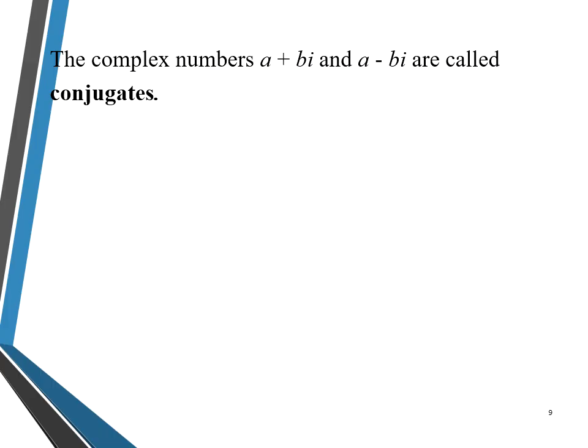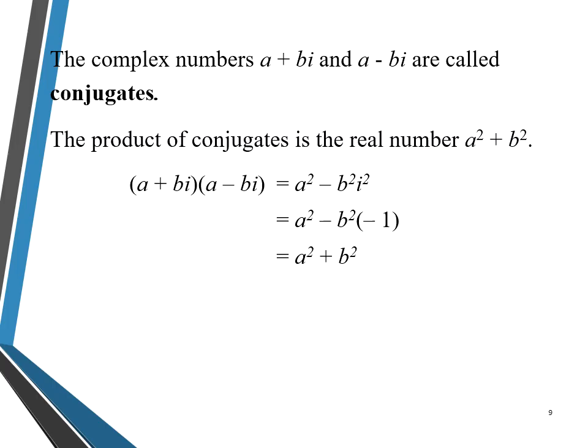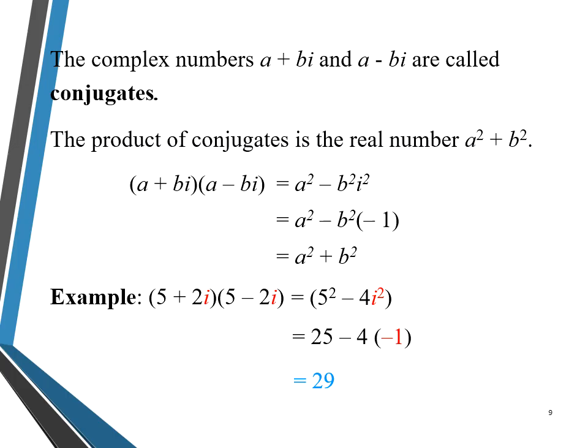Now these complex numbers are called conjugates. Notice only the middle sign is different. So the product of two conjugates is a squared plus b squared. And that's a proof. So for example, we have two conjugates, so the product is going to be 5 squared plus 4 squared, and that's going to be 29.